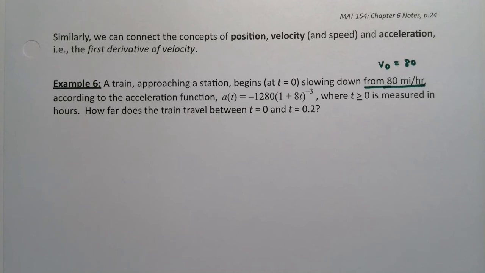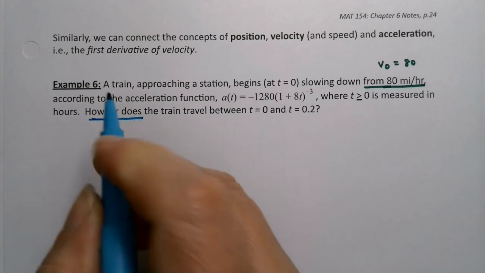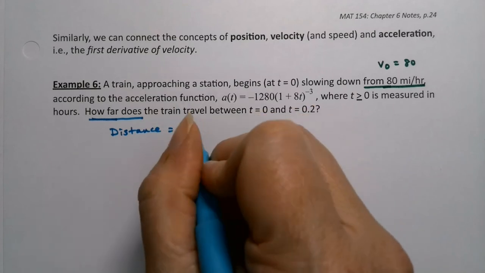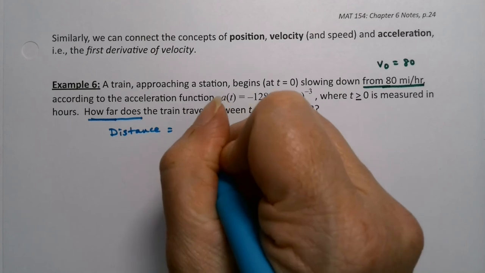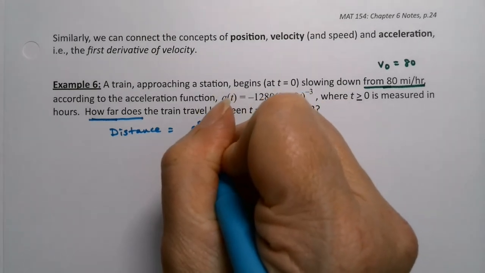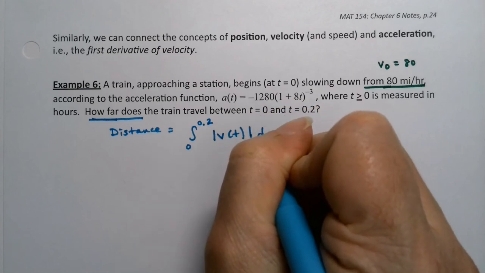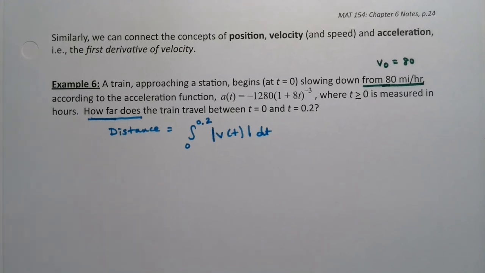All right, so they want us to find the distance. How far does the train travel? So they're asking us for distance. Distance, of course, would be the integral from 0 to 0.2 of the absolute value of velocity. So that means I'm going to have to find velocity, and then find the absolute value of it. Let me work on that first.